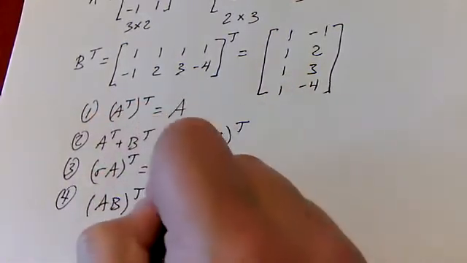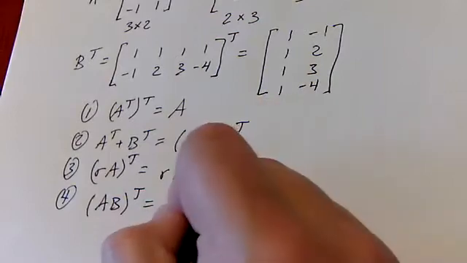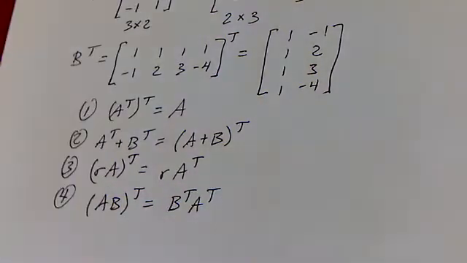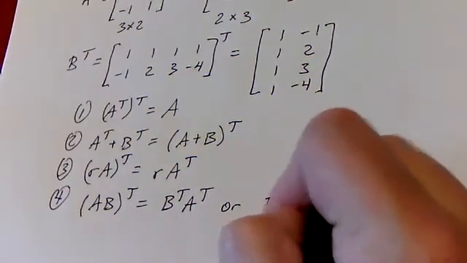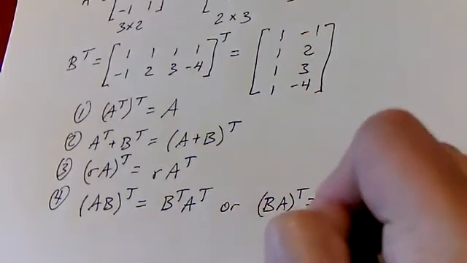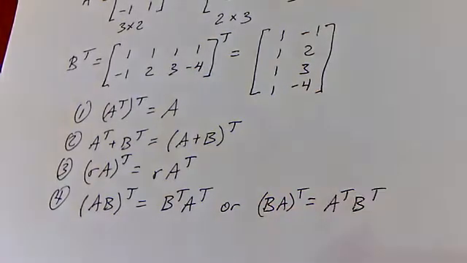is transposed, the resulting product is the transposes of the reverse order. So I have AB quantity transpose. That's the same thing as B transpose A transpose. Okay, or if I switch it around, I could have BA transpose. That would be the same thing as A transpose B transpose.